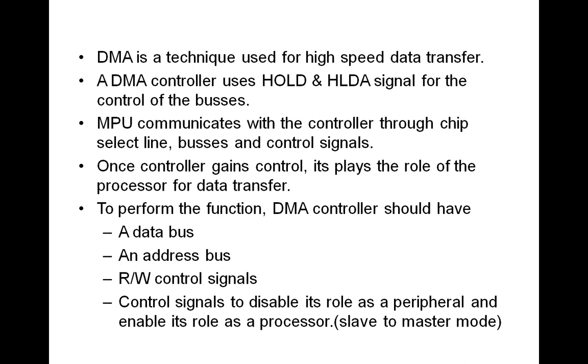This DMA controller temporarily borrows the address bus, data bus, as well as the control bus from the microprocessor, and then transfers the data bytes directly from the input output port to a series of memory locations, or from the memory locations to the input output ports. There are even DMA controllers which can also transfer data between different memories. So this direct memory access scheme is one in which high speed data transfer takes place.